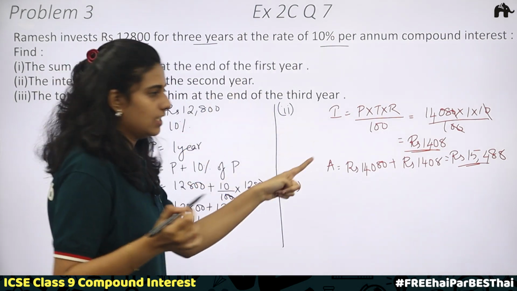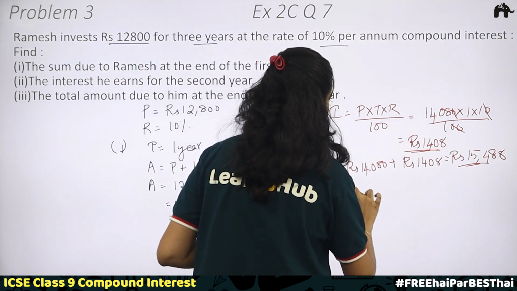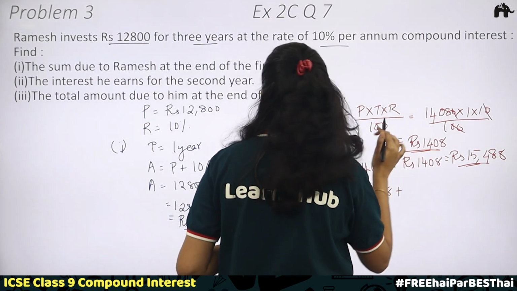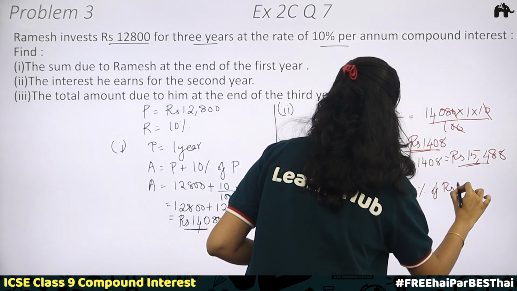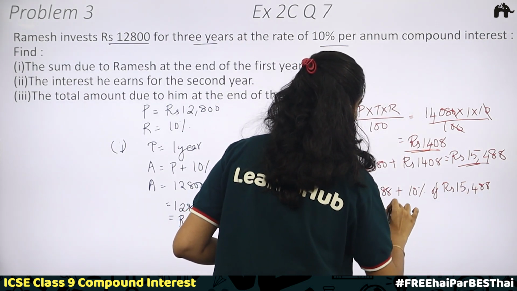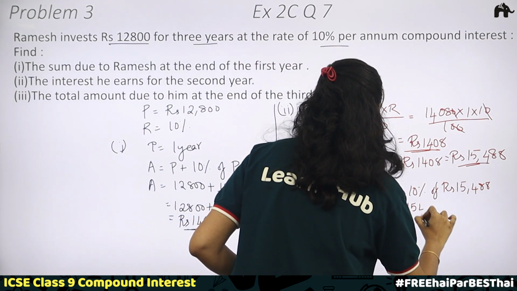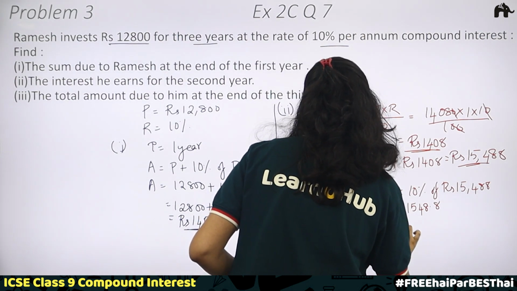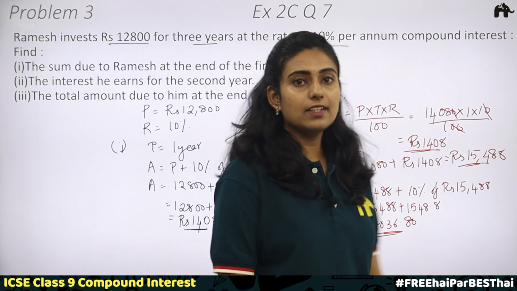Now, the third part of the question, we have to find the total amount due to him at the end of third year. Okay, how to get? Again, the amount will be equal to, here the principal is rupees 15,488 plus rate of interest is 10%. Therefore, 10% of rupees 15,488 will be 1,548.8. On adding, your final answer will be rupees 17,036.80. So, this is the amount at the end of third year.